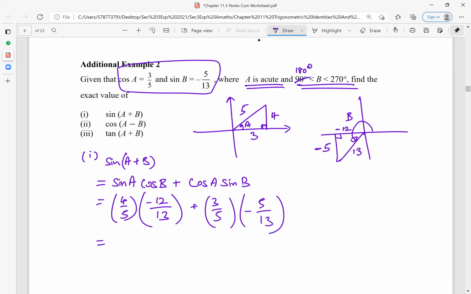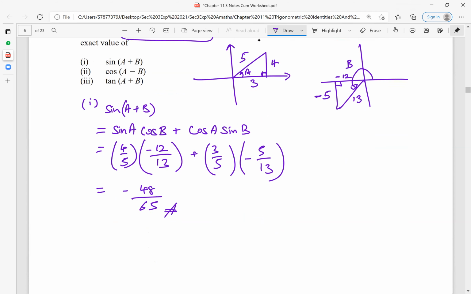So someone help me calculate this. What do you get? Guys, what do you get? Negative 48 over 65. Okay. That's it. That's for part 1 only. Still got part 2.